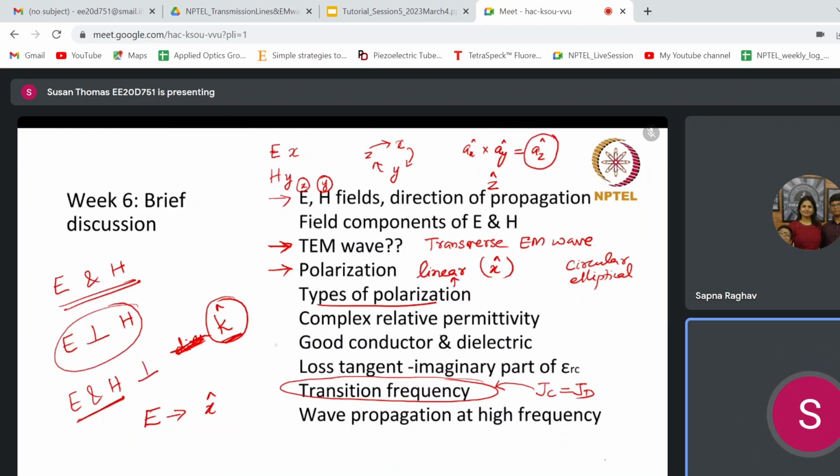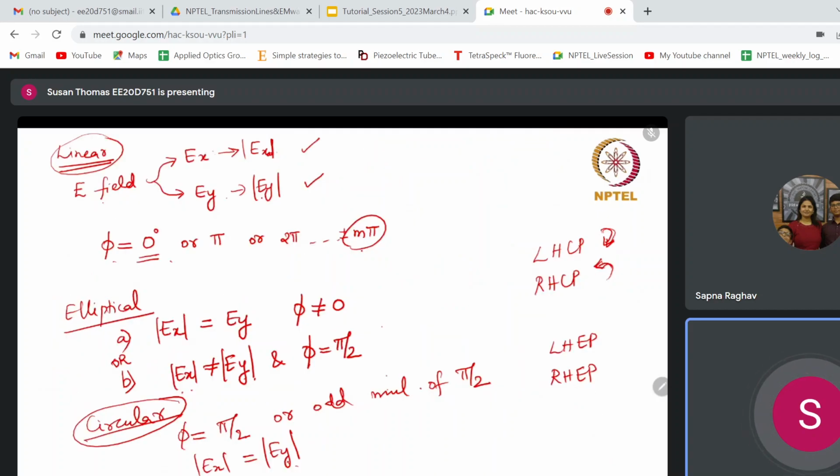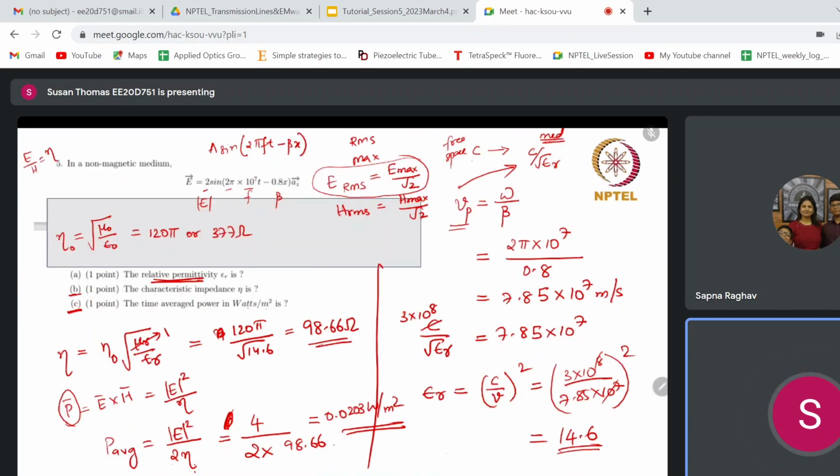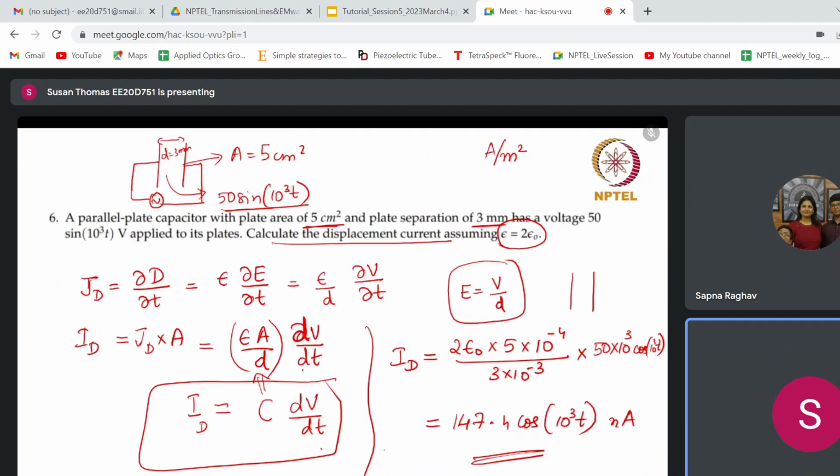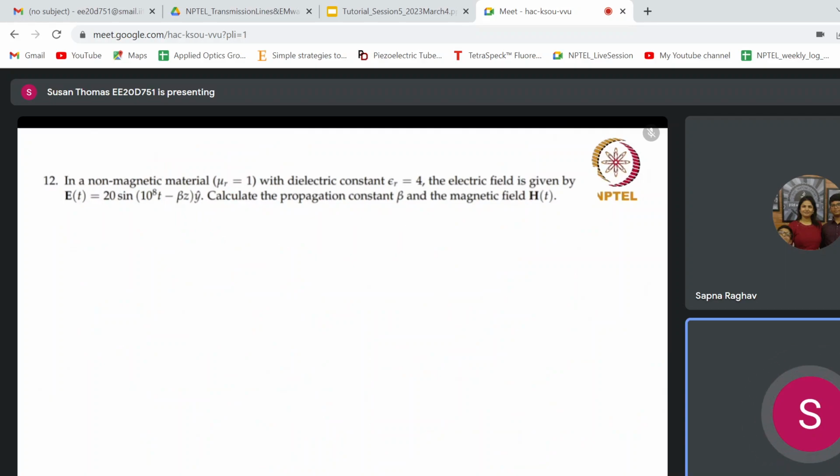We have discussed these two points, and we'll discuss more as and when the questions come. Let's move on to the next question.